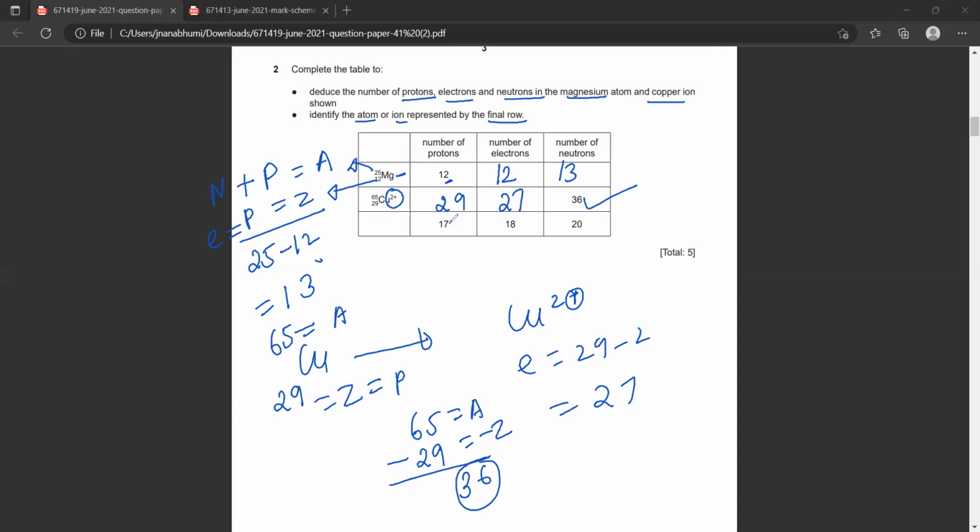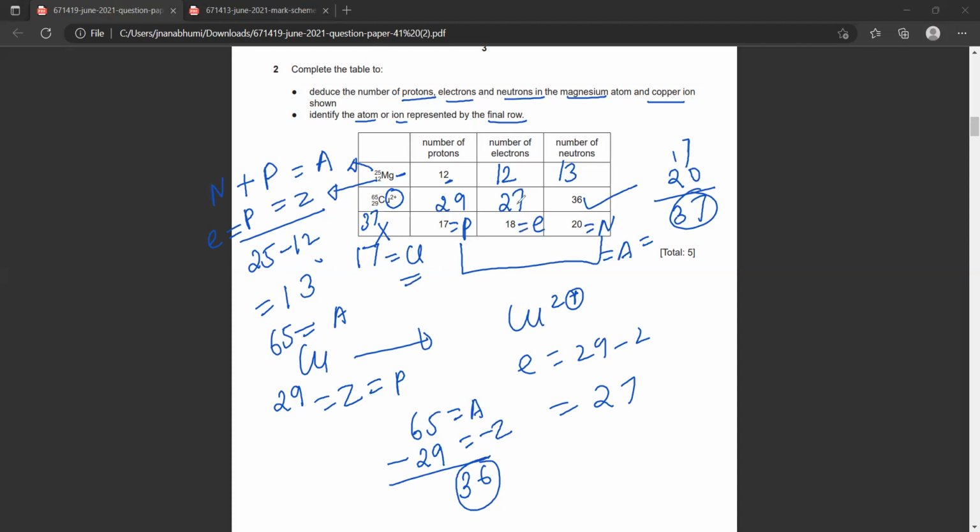Now look here. This is equal to proton and this is equal to electron. This is your neutron. So when we add proton and neutron, we get A. So how much is A for X? It will be 17 plus 20, so it will be 37. So this is your X element. And proton is equal to atomic number, so this is 17. So 17 represents chlorine. So this is your chlorine atom.